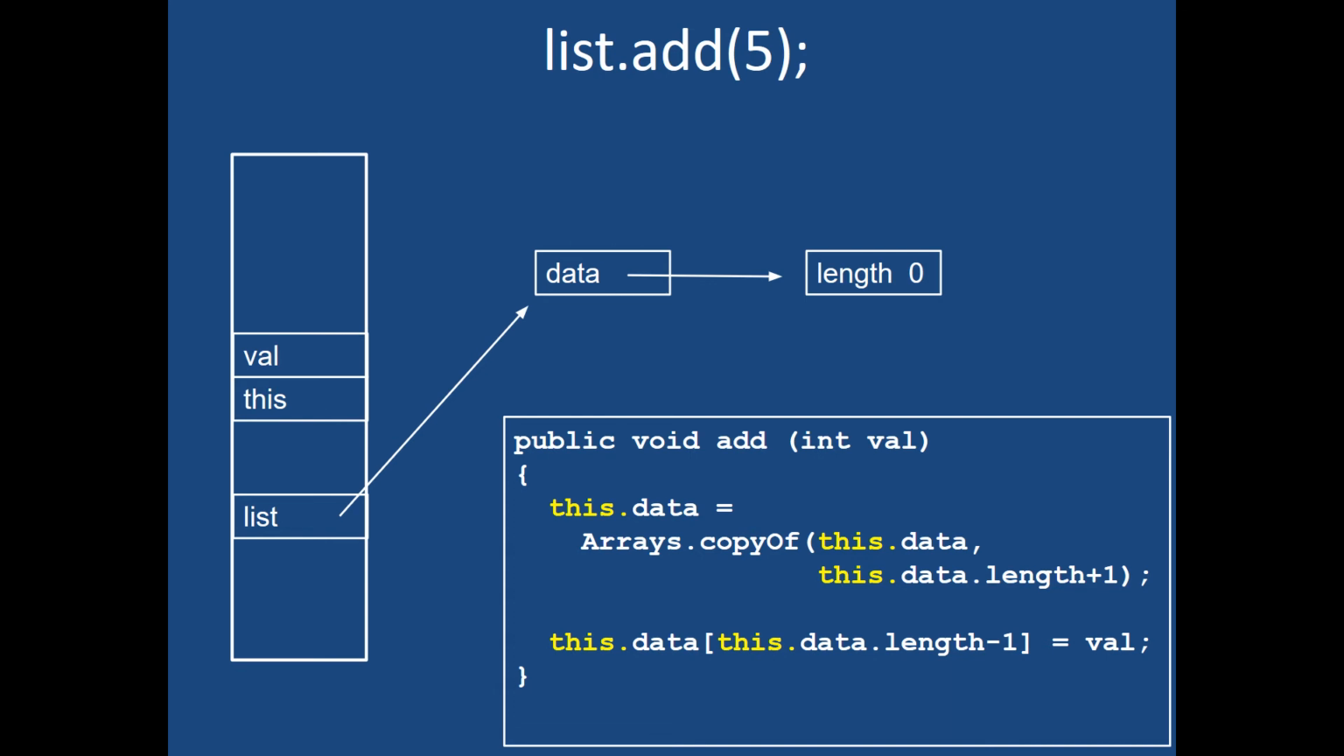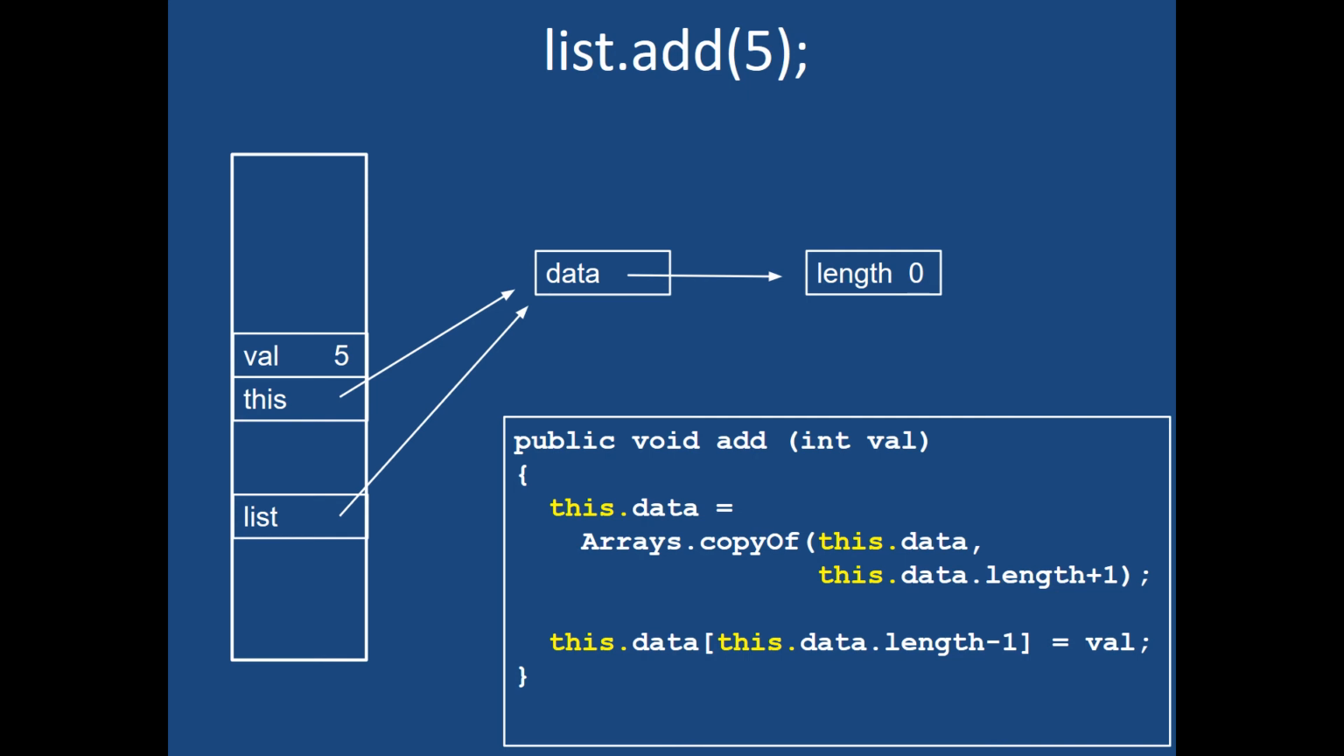Well, what is the value of val going to be? This is the method call we're making, list.add of 5. Right. So 5 is the value of val. What's the value of this going to be? So the 5 comes from right here. Where does this come from? Right here. So val's going to have a 5 next to it. What's this going to point to? It's going to point to the same thing list points to. That's called method call linkage. You're just setting things up for the method call.